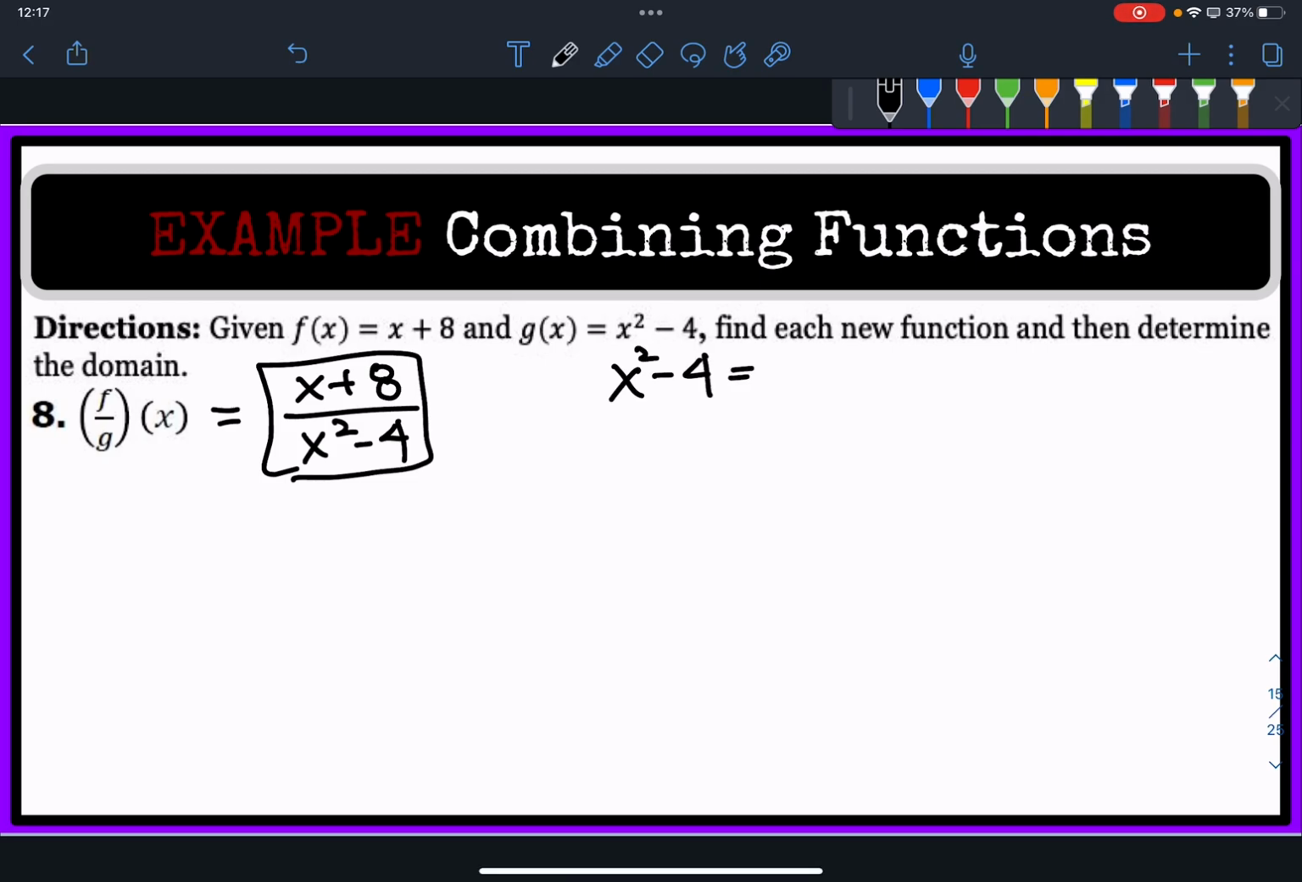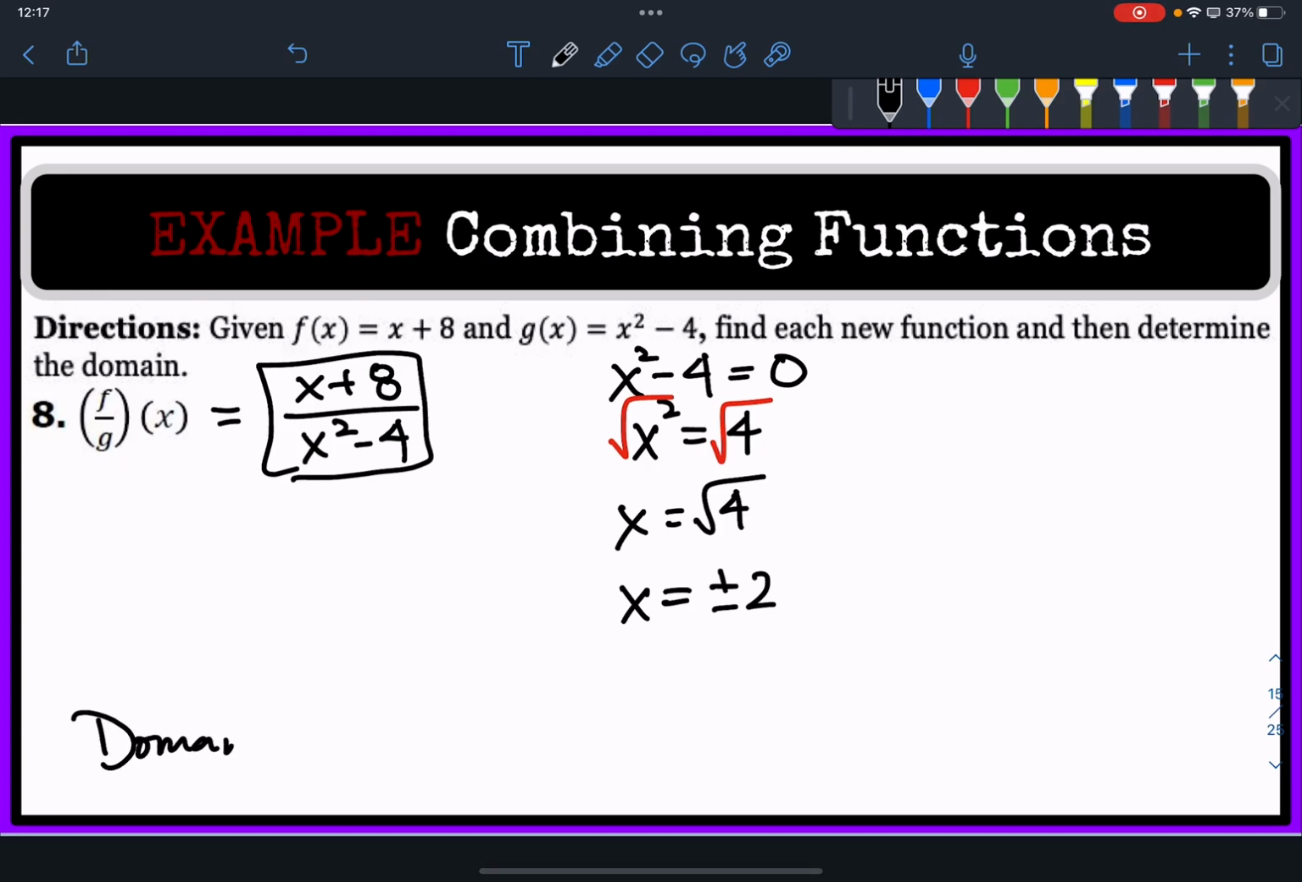X squared minus 4 equal to 0. We have to find out what those values are. So here, we'll add 4 to both sides. Take the square roots of both sides. So x equals the square root of 4. And we get that the square root of 4 is 2. So we get positive and negative 2.